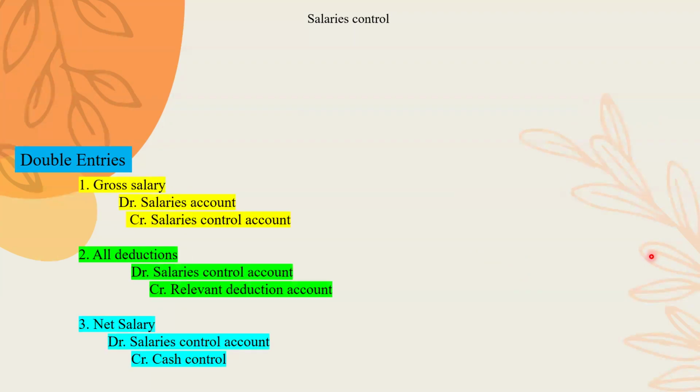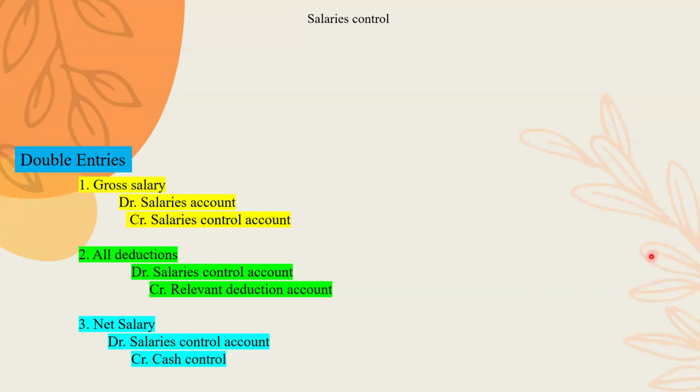So these are the 3 entries that we can put into the salary control account. Gross salary, the double entry is debit salaries account, credit salaries control account. That is the gross salary double line amount. All deductions, salaries control debit, relevant deduction account credit. Third one, net salary, the amount actually the company is paying. Salaries control account debit, cash control is credit.